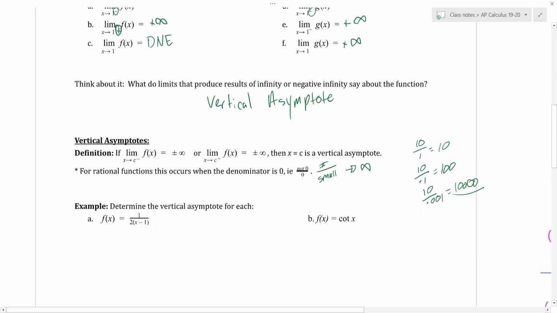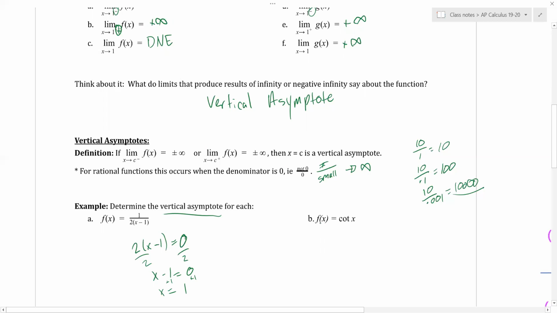So let's determine the vertical asymptotes for these two functions. So we said we want the denominator to approach 0. So the vertical asymptote will be when our denominator is equal to 0. So we're going to set x minus 1 equal to 0, and we'll solve. I did a plus 1 there. So x equals 1 is our vertical asymptote.